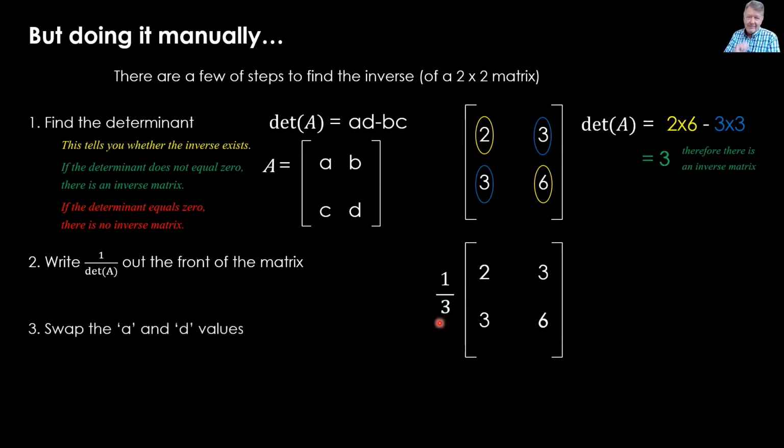Now, a couple more steps. We need to swap the A and D values. So where's the A? That's the A. And there's the D. So we need to swap those two. So the 2 is there, the 6 is there. They have to swap over and become 6 and 2.